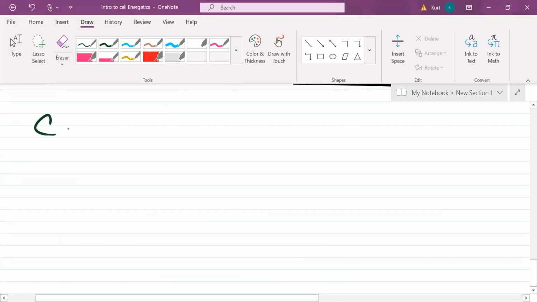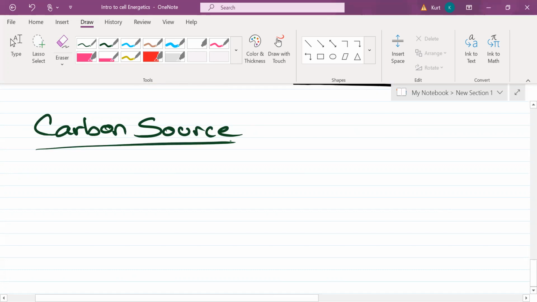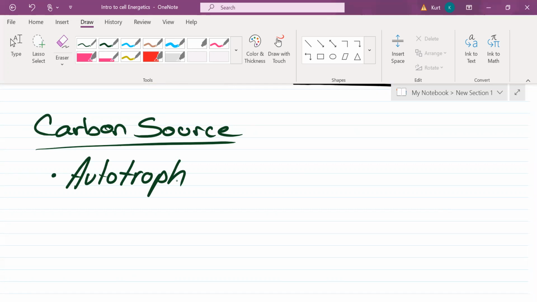So for the carbon source, there's basically two ways in which you can get carbon into your body and into your being, and every form of life is going to be one of these two things. The first one is going to be an autotroph. I'm sure you've heard this term before. If you're writing an autobiography or if your car has an automatic transmission, what does auto stand for? Self. Auto means self.